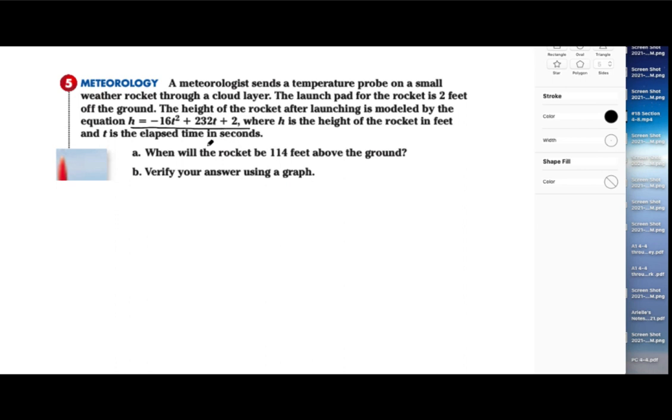So the height of the rocket after launching is modeled by this equation, where h is the height of the rocket in feet and t is the time elapsed in seconds. So when will the rocket be 114 feet above the ground? So we want the height to be 114 feet. So simply, we start off by putting 114 right in for the height. And then we need to figure out the time when this will happen. So now we're going to solve for t.